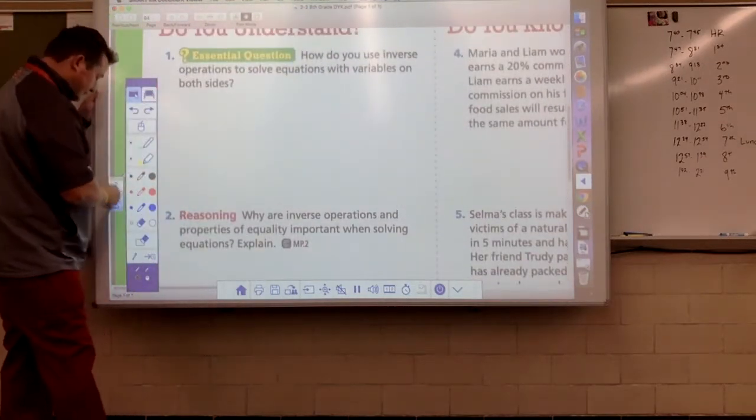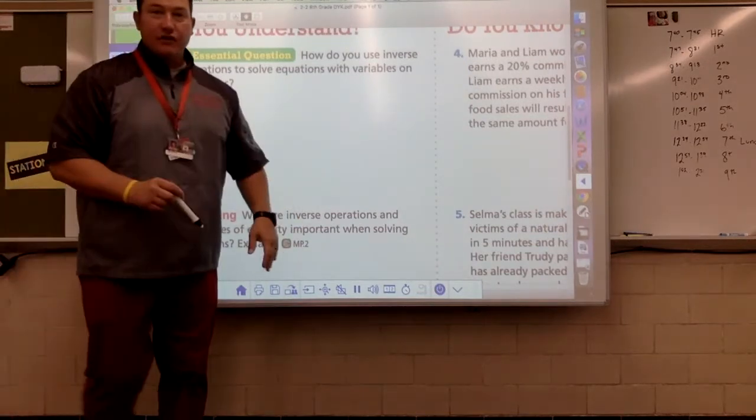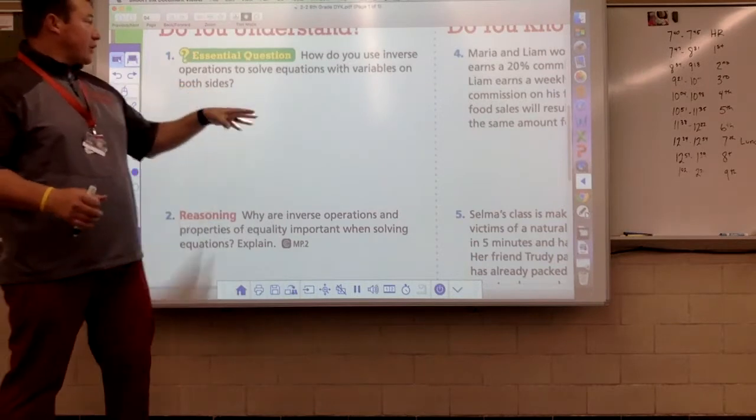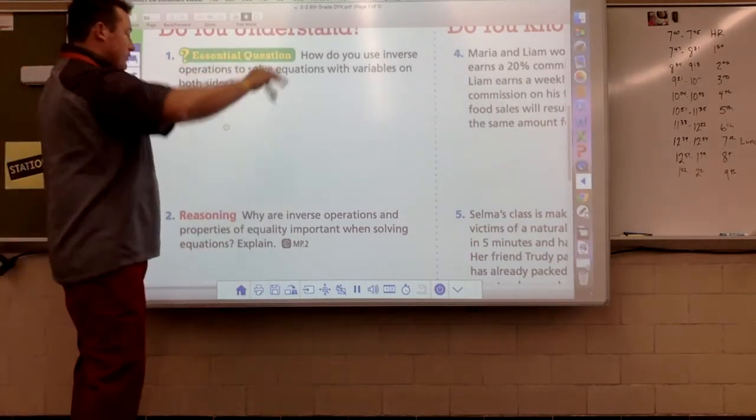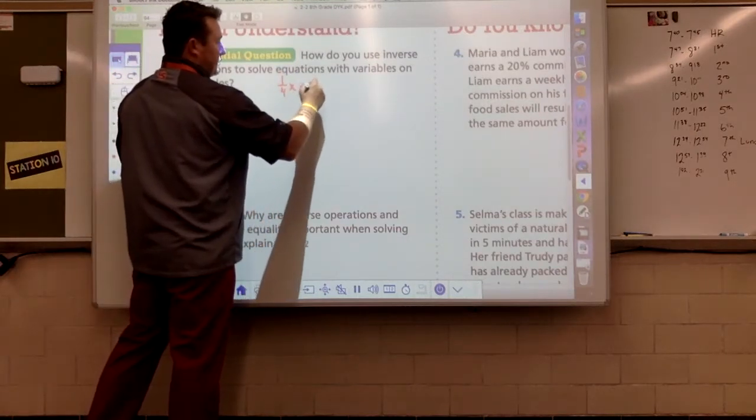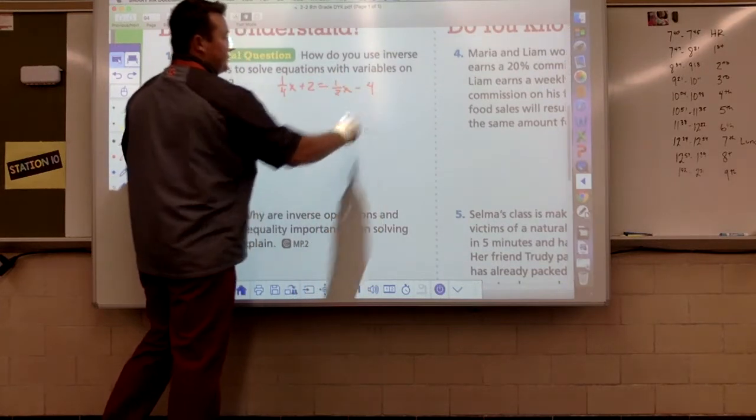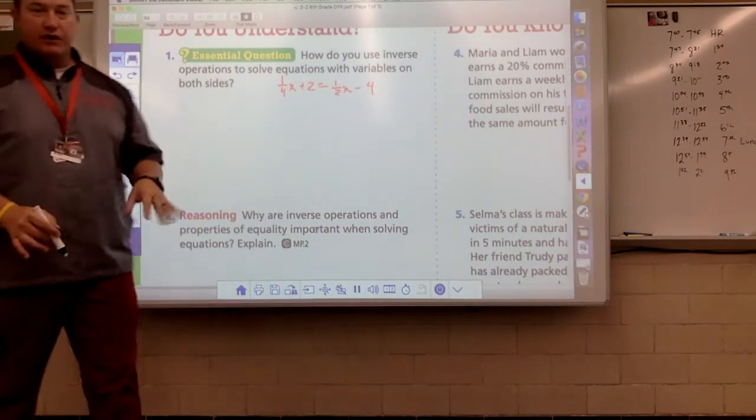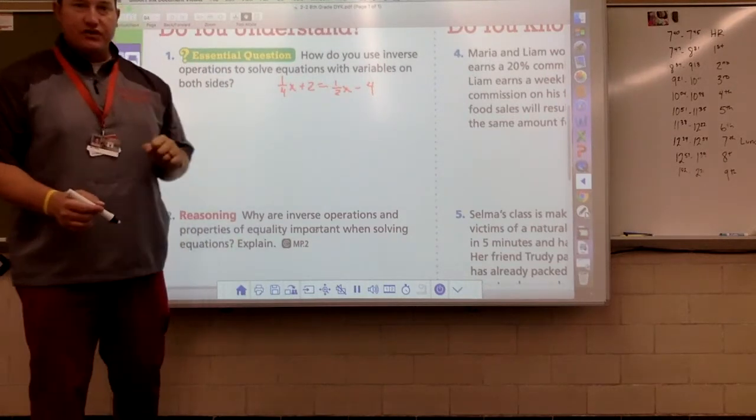How do you use inverse operations to solve equations with variables on both sides, right? So guys, in other words, we'll have something that looks like this: 1/4 x plus 2 equals 1/2 x minus 4, right? This is what we're doing here. So how do you use inverse operations to solve that?